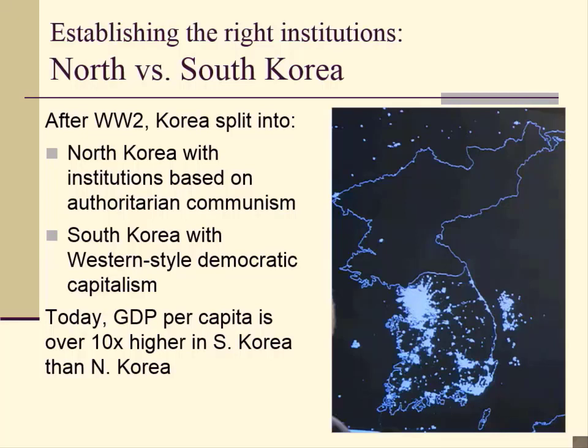At nighttime, you can see that South Korea is well lit, indicating widespread access to electricity, whereas in North Korea, except in Pyongyang, it is hard to find any light. Even with the same culture, same language, and same characteristics, after half a century, the differences in institutions made a huge difference in living standards between the two countries.